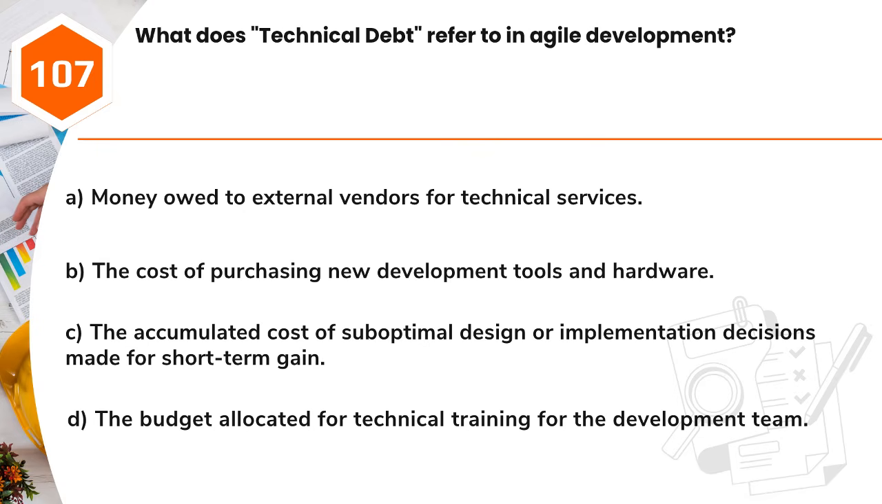Question 107. What does technical debt refer to in Agile development? A. Money owed to external vendors for technical services. B. The cost of purchasing new development tools and hardware. C. The accumulated cost of suboptimal design or implementation decisions made for short-term gain. D. The budget allocated for technical training for the development team.